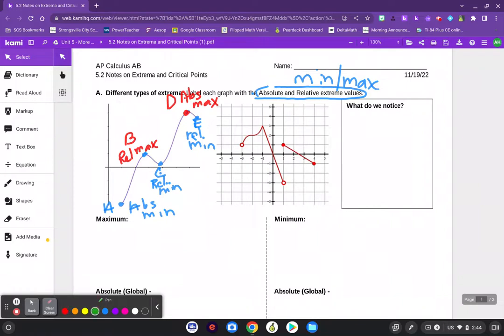And so let's come over here and take a look at this second graph. In this second graph, this would be an absolute max. This is the highest point for my graph. And it looks like this right here would be an absolute min. The problem is that it's an open circle. It's not defined. For that reason, I can't say that this is the lowest point. I don't have a defined lowest point.